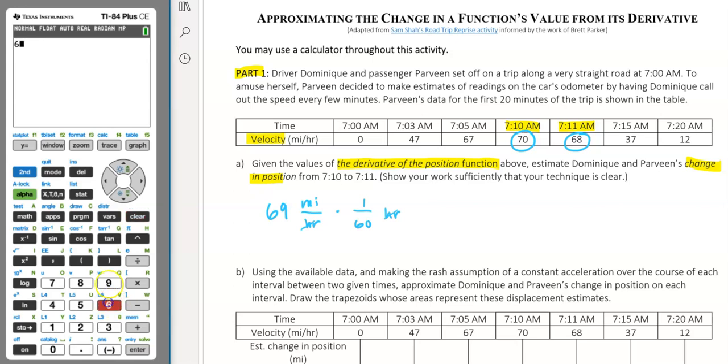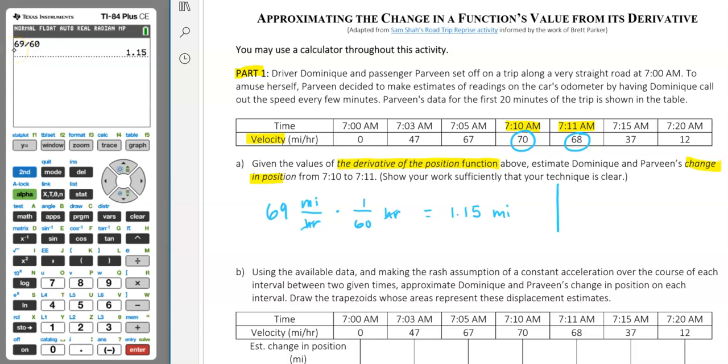And as a decimal, that's 1.15 miles. It's always worth stopping, making sure our answer seems reasonable. If we had been going 60 miles an hour for 1 minute, we would have gone 1 mile. Our velocity is a little higher than 60 miles an hour, so our answer's a little higher than 1 mile. Seems reasonable. For what we're about to do, it's worth taking a look at a geometric interpretation of this estimate.